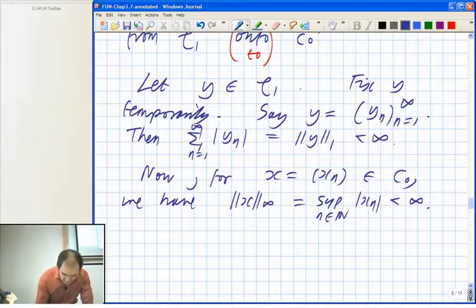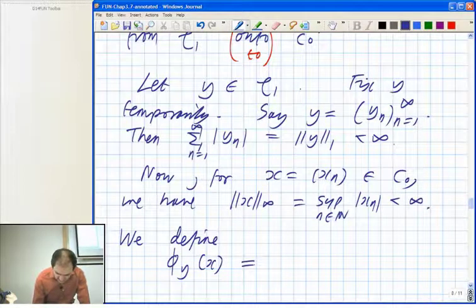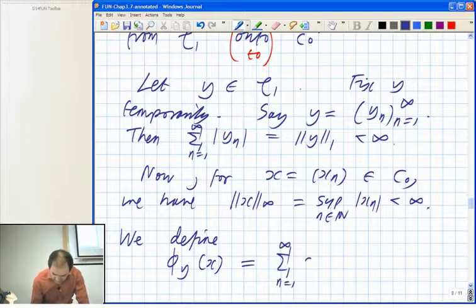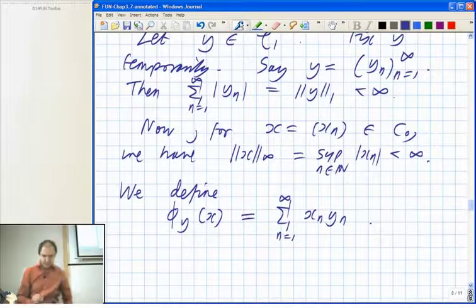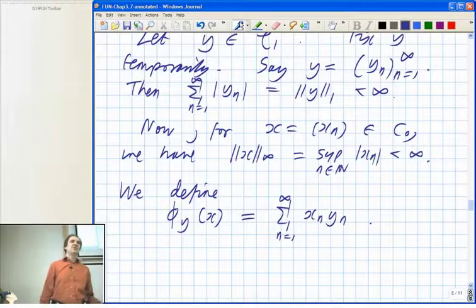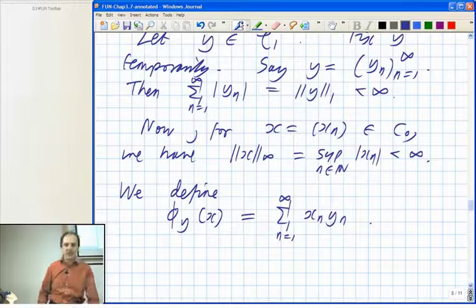So we define phi y of x to be equal to the sum from n equals 1 to infinity of xn yn. Now let's just check this makes sense. This is the sum of complex numbers or real numbers, elements of F. We don't know whether it's real or complex. It doesn't matter. The same proof works for both.